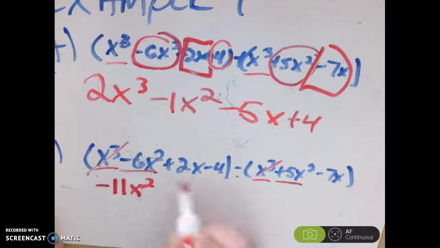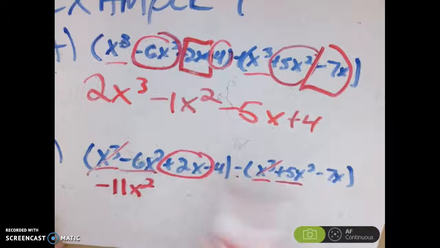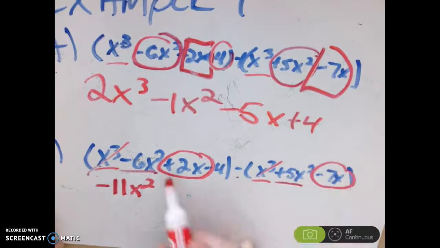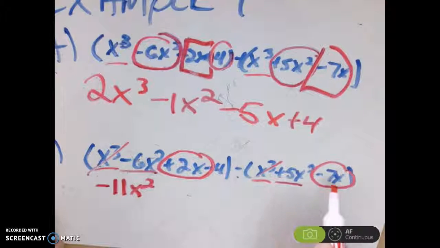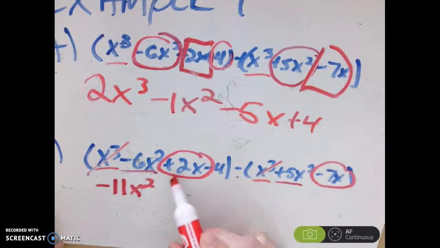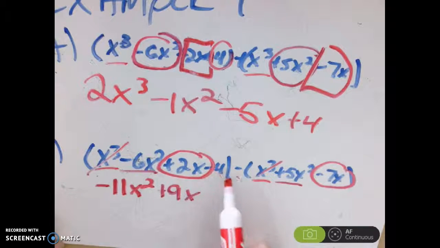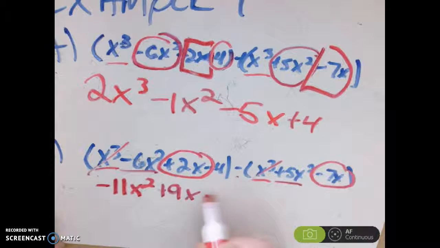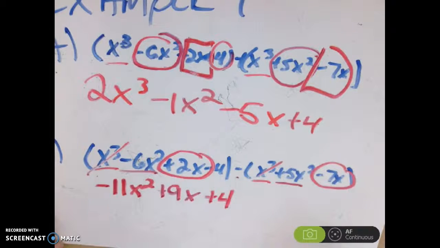11x squared, and then we have a 2x and a minus 7x, so 2x minus negative 7x, so we have 2x plus 7x, so that's plus 9x, and then we're just left with this 4, and it has no friends to go with, so just plus 4. Okay, so that's that.